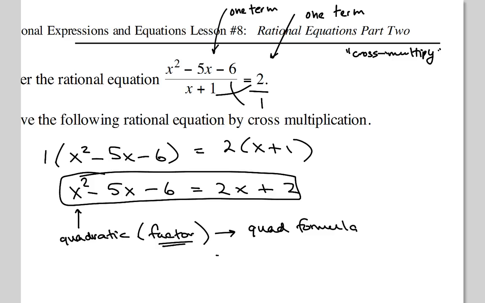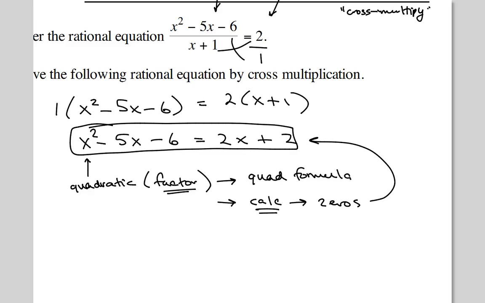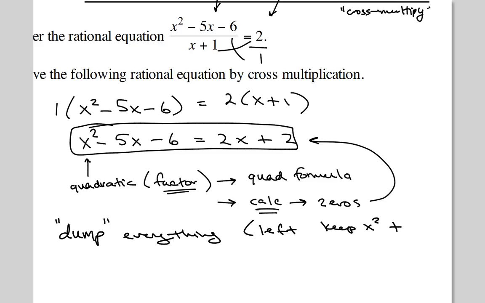And if you really don't want to do the quad formula, or it's multiple choice on numeric, what could you also do? Graphing calculator, and what are you trying to find? Zeros of this. So we have to clean that up first before we calculate the zeros. How to clean that up? Move everything. Okay, good. What do we call that before? Dump? I like that one. Dump everything. To which side? In this case, it's the left. Why, Daoud? Keep the x squared positive.